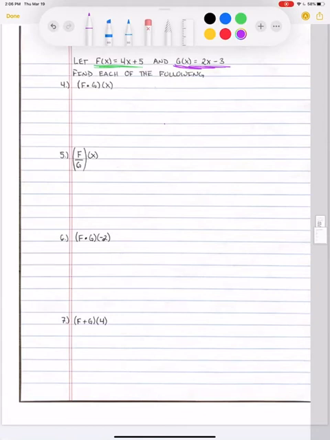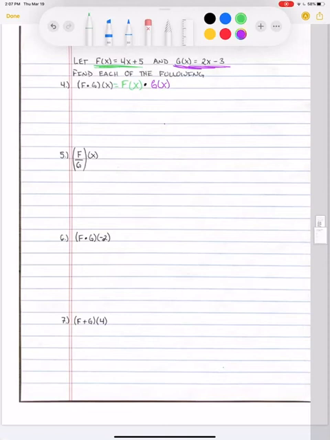It asks us to find f(x) times g(x). Just like when you're subtracting, you want to make sure that you have everything in parentheses, that way you're multiplying the entire piece. We're starting off with f(x), and we're multiplying by g(x).